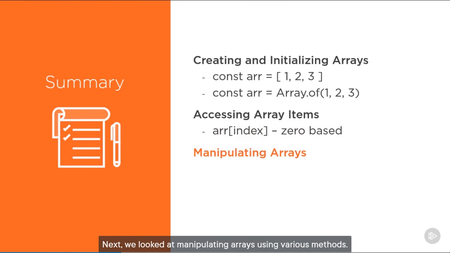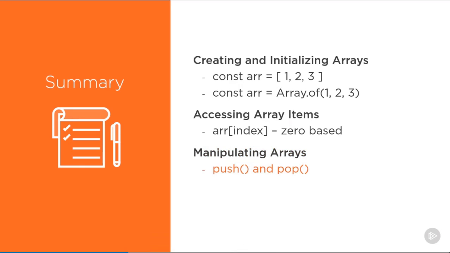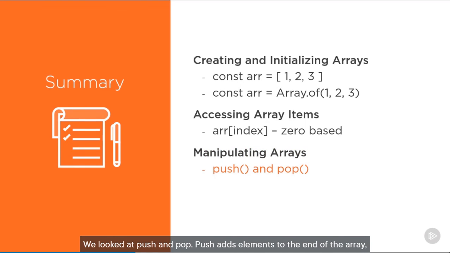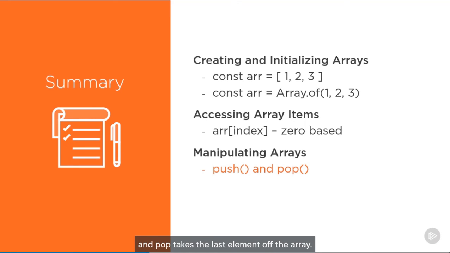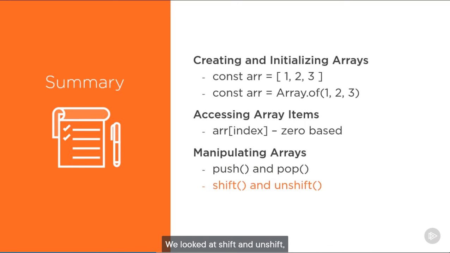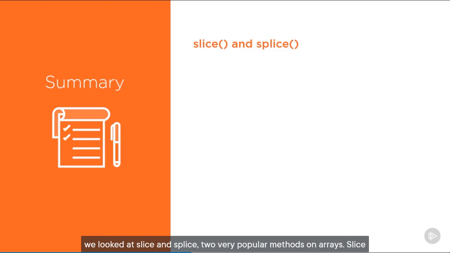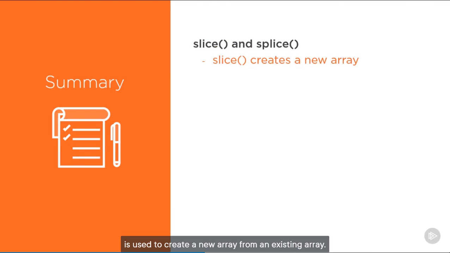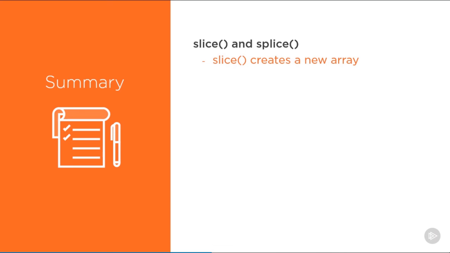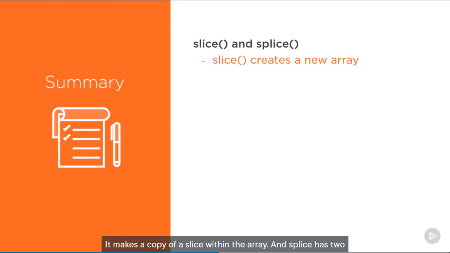Next, we looked at manipulating arrays using various methods. We looked at push and pop. Push adds elements to the end of the array, and pop takes the last element off the array. We looked at shift and unshift, which work at the beginning of the array. Shift will take off the first element of the array, and unshift will add elements to the beginning of the array. Next, we looked at slice and splice, two very popular methods on arrays. Slice is used to create a new array from an existing array. It makes a copy of a slice within the array.